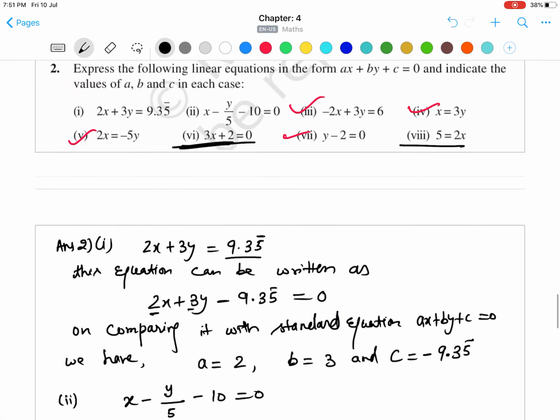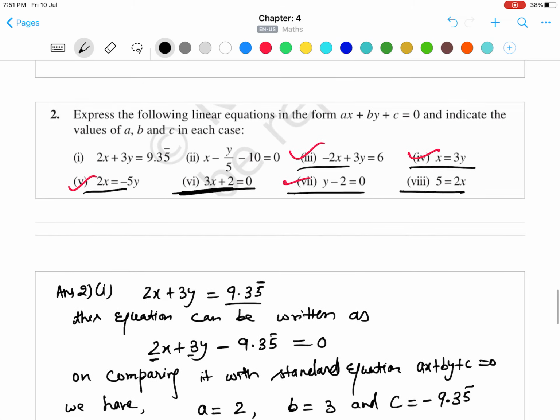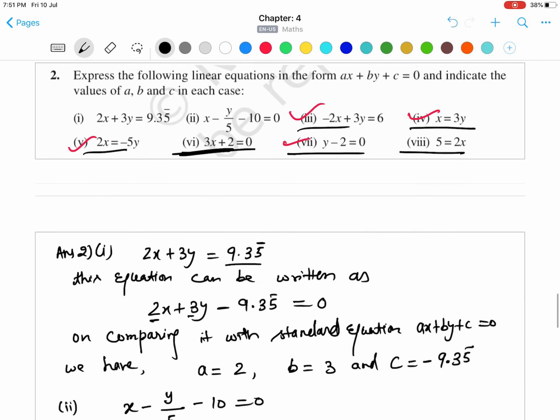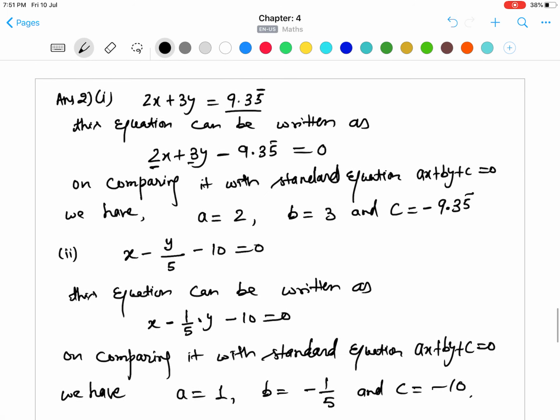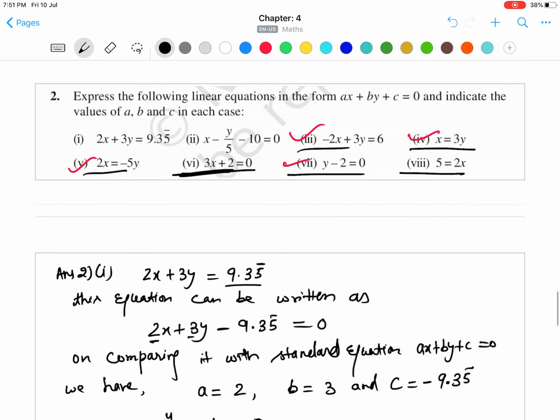I have done 4 parts of this question. The remaining 4, which are part numbers 3, 4, 5 and 7, are your homework. Now you will do this question by yourself. So with this we have finished exercise 4.1. Now what you have to do is practice all the questions so that you can understand them better. So that's all for today's class. Thanks for joining here. Thank you.